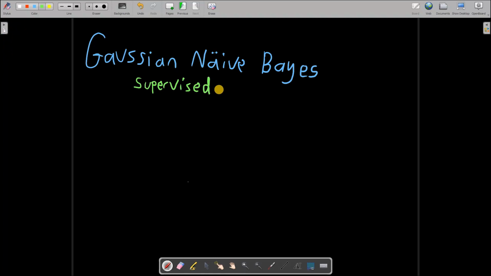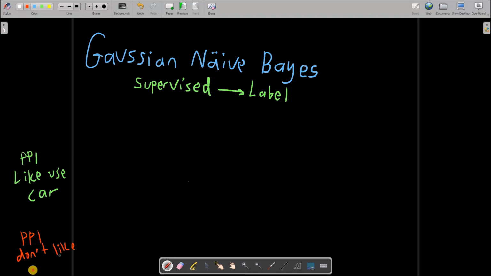Do you remember why? Because we need a label. Okay, so let's see how this cool simple algorithm works. Let's try to solve this simple problem. Let's say that we are trying to classify if a person likes to use his car or not based on a certain information. So here, let's say that this is people who like to use their car. Alright, and here we have the people who don't like using the car.